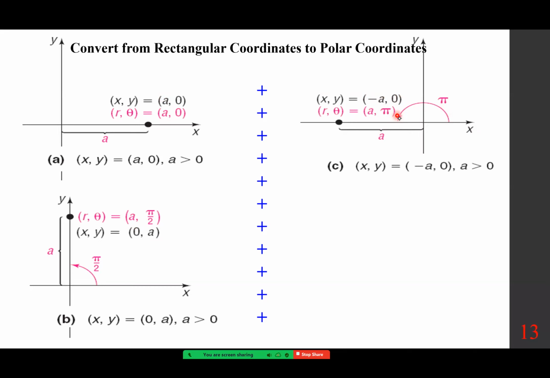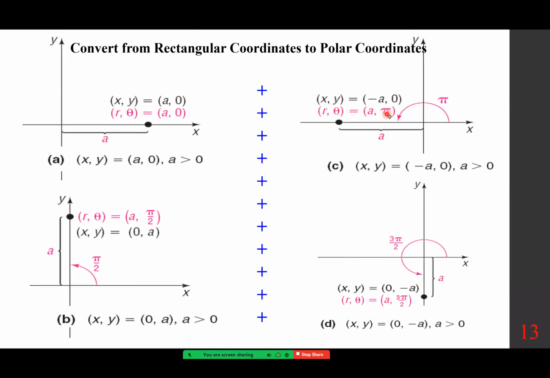What's interesting, you could represent this as minus a and 2 pi, or minus a and 0. If you put it as minus a and 0, that also represents the same point in polar coordinates. Remember, if you want to represent a with a negative, then you add a pi here. So pi and pi is 2 pi over 0.